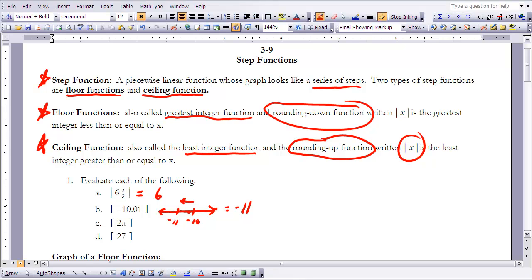For C and D, we're doing the rounding up. The ceiling function of 2 pi is the same as the ceiling function of approximately 6.28, and we round that up, so it's equal to 7. And finally, 27 is already an integer, therefore the ceiling function would just keep it as that integer, 27.